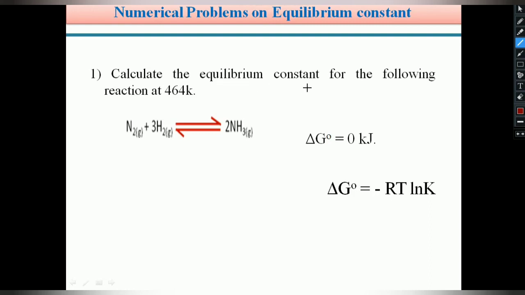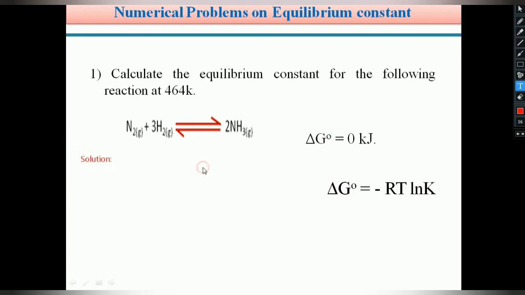The question is to calculate the equilibrium constant, to find the K value, and the given reaction is N2 plus 3H2 gives 2 ammonia. Nitrogen gas and hydrogen gas react together to form the product ammonia, and the given delta G naught from the problem is 0 kilojoules. Okay, we can solve this problem. Solution for the given problem.